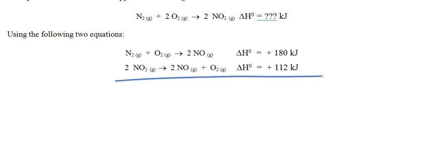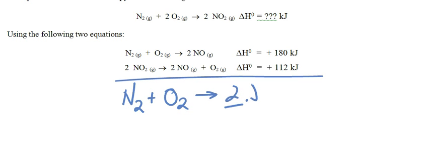Since if I look in the second equation, I don't have any nitrogen in the equation, but I do have some oxygen. So I want to make sure that I have my things lined up in the way that would be desirable for a final balanced equation. So I'm going to take this reaction and write it as is. So nitrogen plus oxygen yields 2 nitrogen monoxides. And my delta H value for that will be a positive 180. Okay, nothing really exciting there.